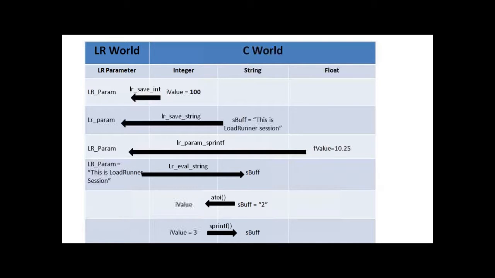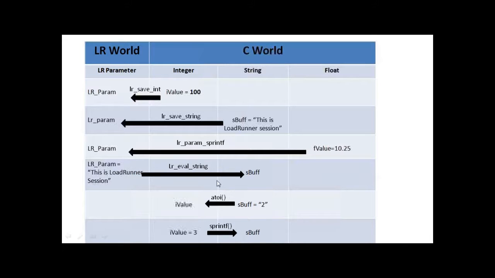You said itoa is also possible, and that is using sprintf, is it? Either you can use sprintf or itoa. Both are possible. But sprintf has more power, so people go ahead and use sprintf. But itoa is very simple, you can use itoa as well if you have an integer and want to convert it to a string. But here, from LR parameter to a string, I use lr_eval_string. And once I have converted to a string, I know how to convert to an integer by using atoi.